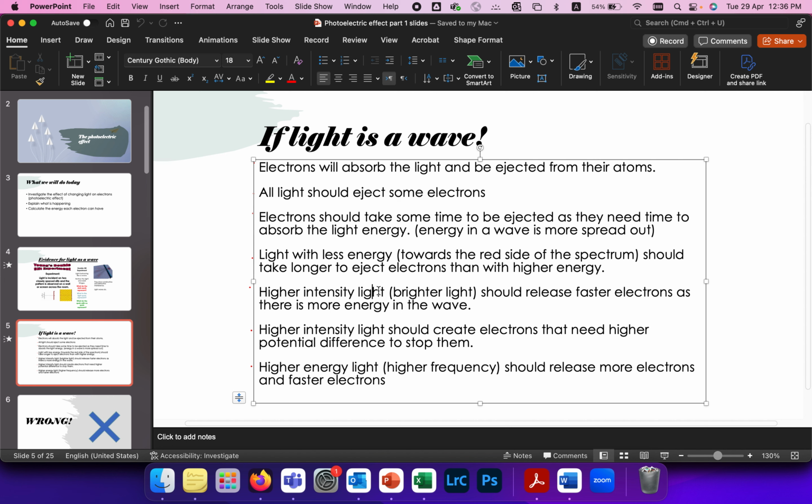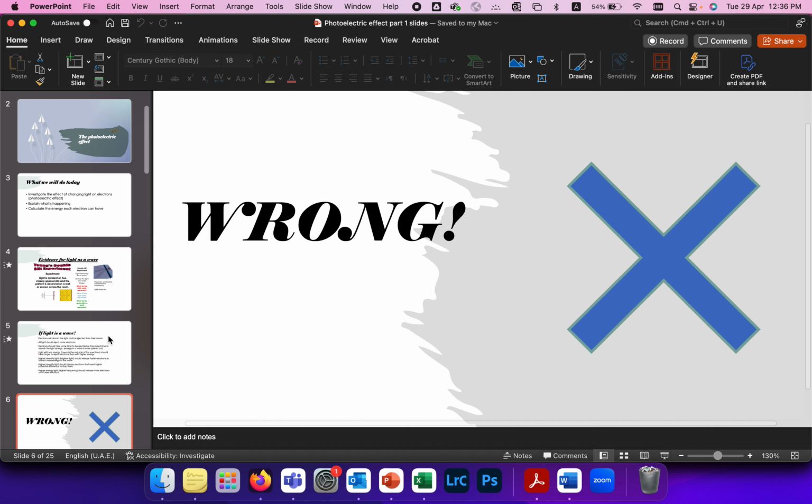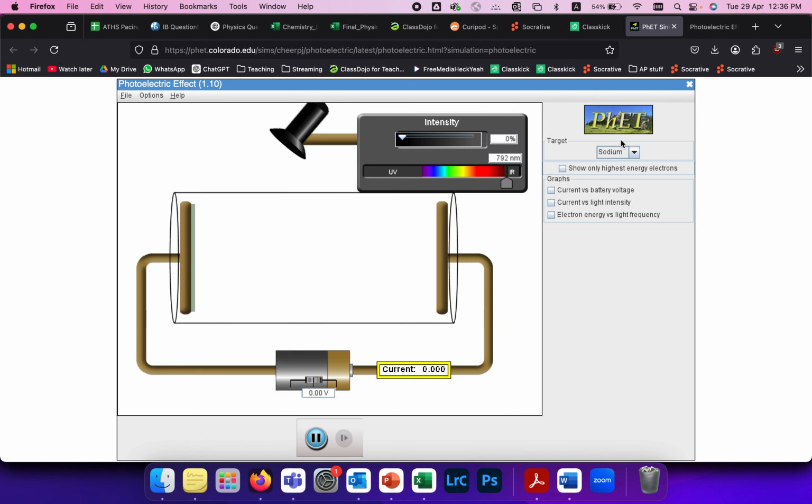Higher intensity should also create electrons that need higher potential to stop them. These are all things that we should know about. More energy light, more frequency should release more and faster electrons. All that's wrong. That says to us, well, light, how can it be a wave? This is when Einstein came along and says, well, perhaps light can act like a particle. And this is where photons and packets and stuff come in.